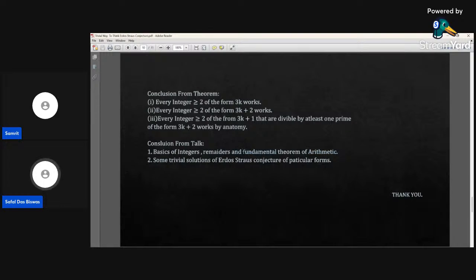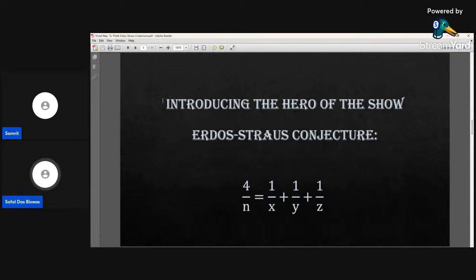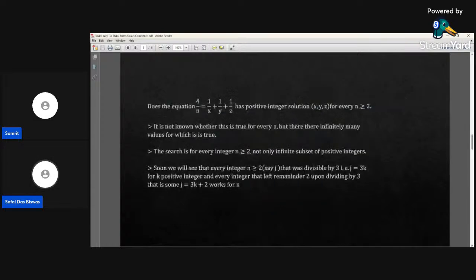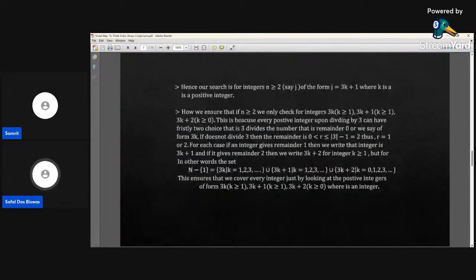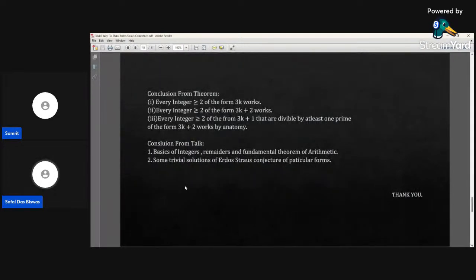And I suggest you guys, going to the previous slides, from here you can't find it in any book. This was not in any book. But the previous things, like basics of integers, remainders, and the fundamental theorem of arithmetic, you will get in any standard number theory book. Go and read it, and you will understand this talk, and review this talk again. You will understand it much better. So thank you, everyone.